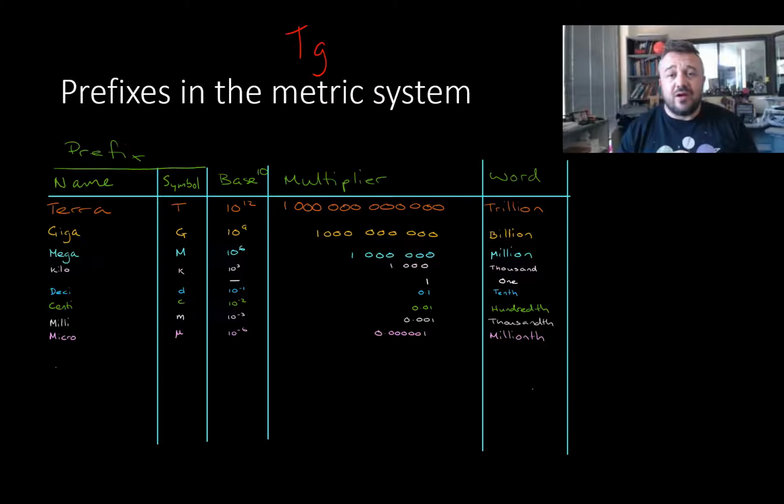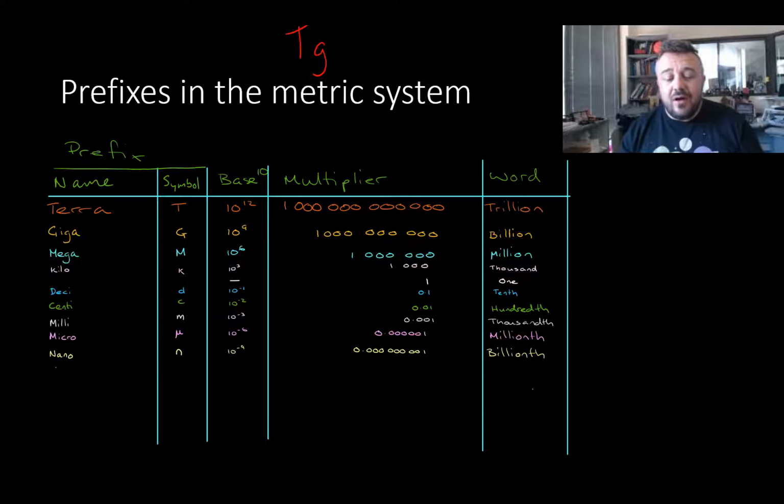Then we get to micro. We go for a bigger skip here, and that's a millionth, and that's 0.000001 gram for a microgram.